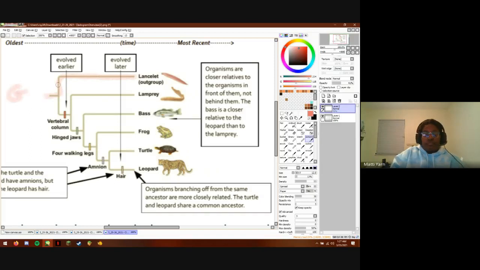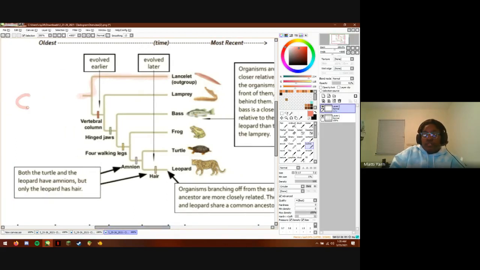I'm going to, a little too big. I'm just going to abbreviate greatest common. Gotta move over. Greatest common ancestor. Okay. So, lancelet doesn't have any traits.